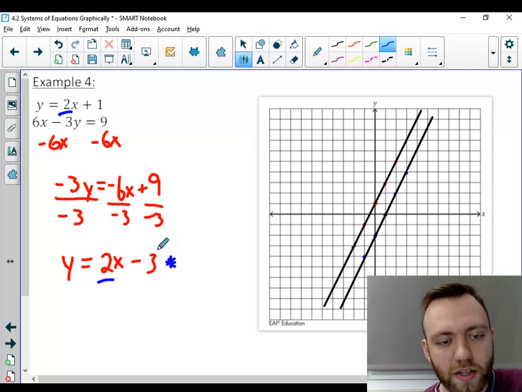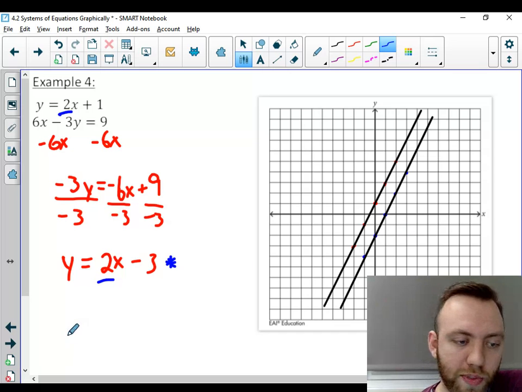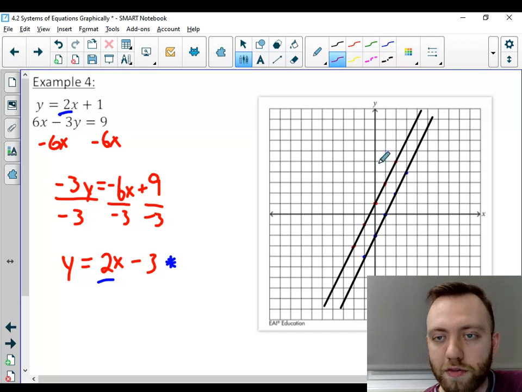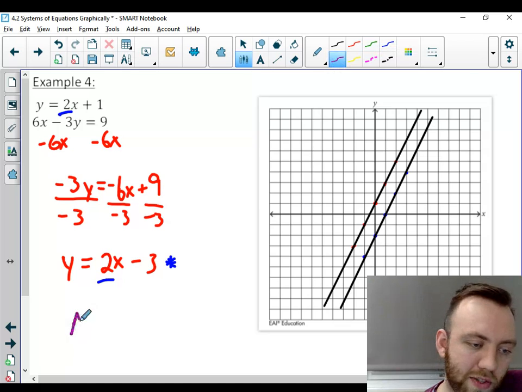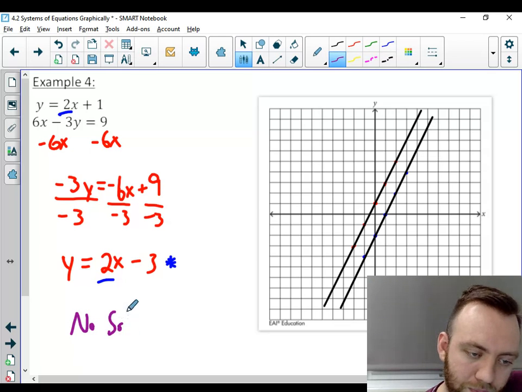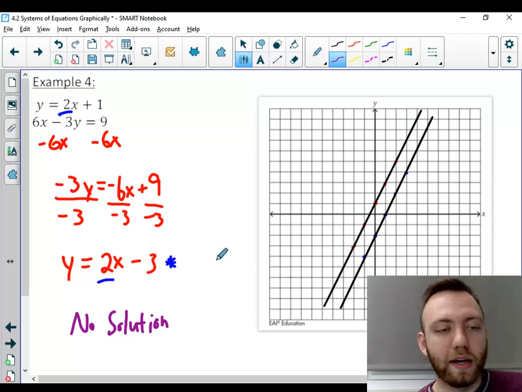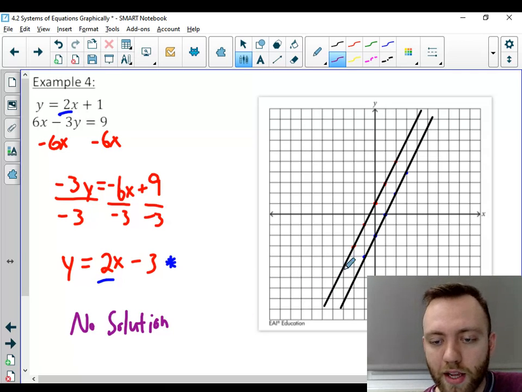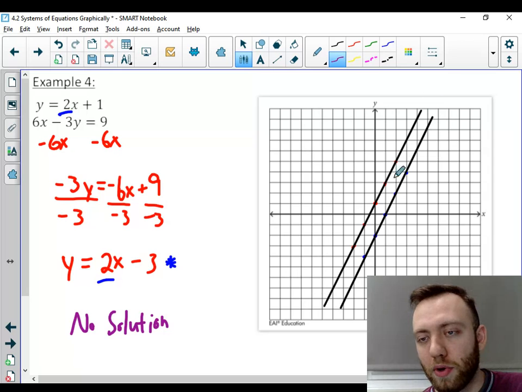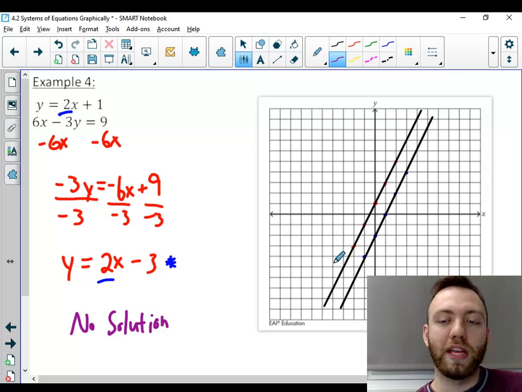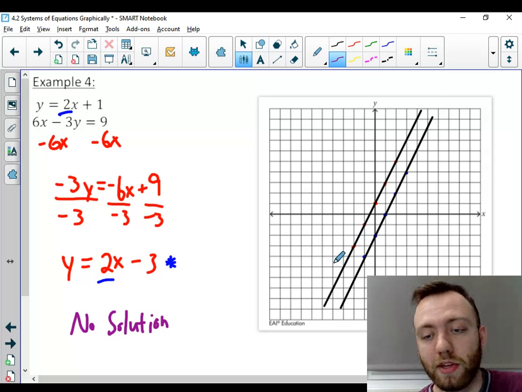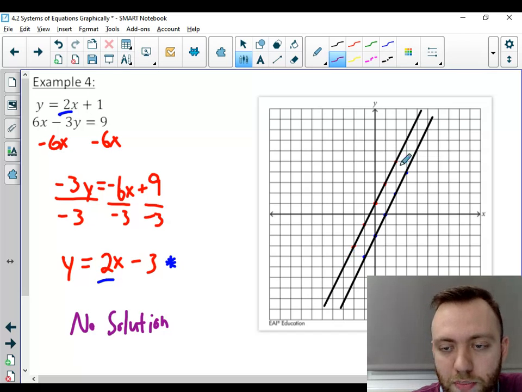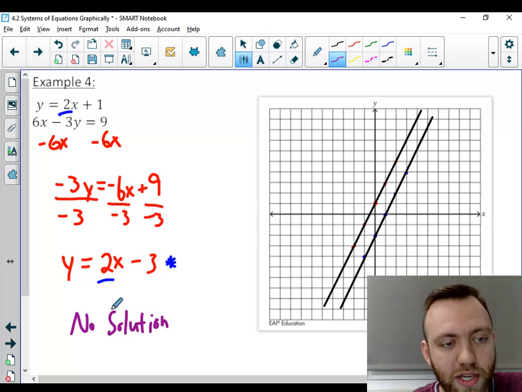Because they have the same slope, same slope, different intercepts, they never cross, which means there's no point that intersects, and that means there's no solution. And if it just so happened that they ended up being the same line, a system of equations where both ended up being the same line, then there would be infinitely many solutions, because they would be touching at all of these points. But in this case, where they are not touching, it is just no solution. And that is going to wrap up 4.2.